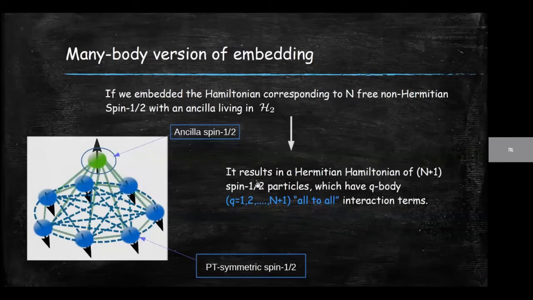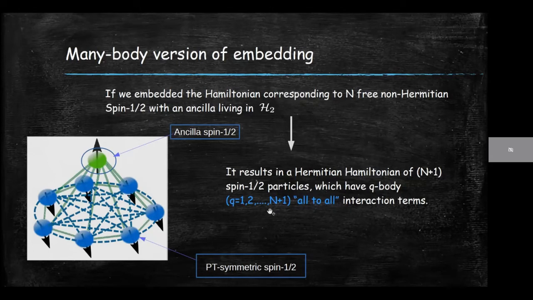So following this line of thought, what we have done here is consider simulating non-Hermitian dynamics of n free non-Hermitian spin halves, by using a minimal coupling, bringing in some extra degrees of freedom, which we are going to call ancillary spin. And as it turns out, even this simplest non-Hermitian dynamics of n spins would result in a very complicated Hermitian Hamiltonian, which comprises n+1 spin-half particles and has Q-body all-to-all interaction terms in it.